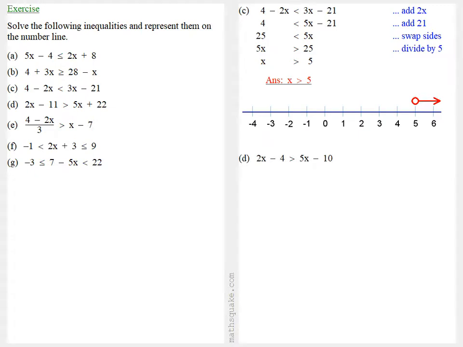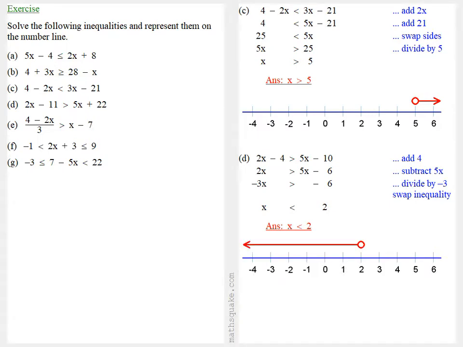In question D, we have 2x minus 4 is greater than 5x minus 10. If we add 4 to both sides, we end up with 2x is greater than 5x minus 6. Now we want to get all the x's onto the left-hand side, so we'll subtract 5x from both sides. Now that gives us minus 3x is greater than minus 6. Now to get x, we'll need to divide by minus 3. Now if we divide by a minus number, we have to swap the direction of the inequality. So x is less than 2, and that's our answer.